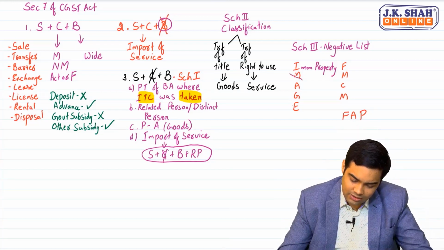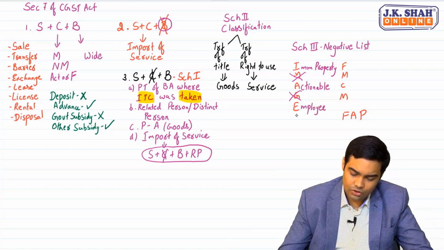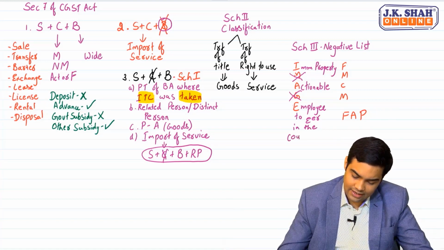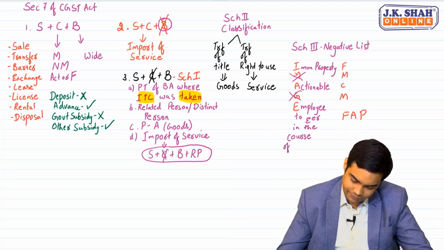M is just for remembering, nothing comes here. A is actionable claim other than betting, gambling, lottery. G, nothing. E, employee providing a service to employer in the course of employment. Very careful. In the course of employment. It should be part of employment contract. Only in that case, it is covered by negative list.